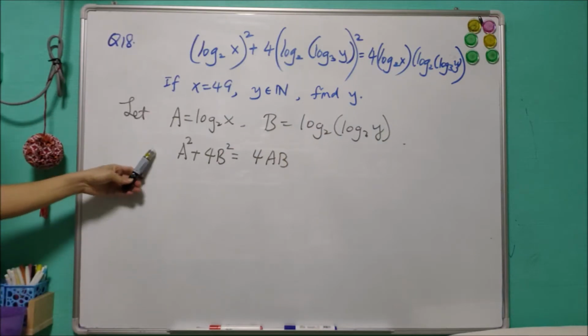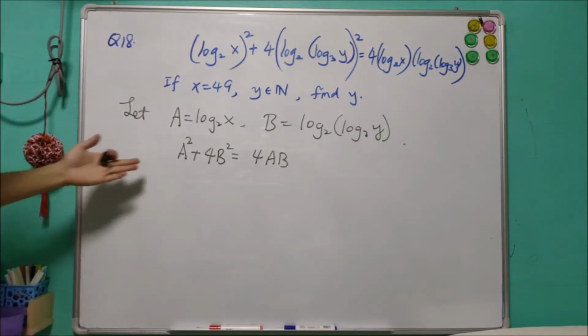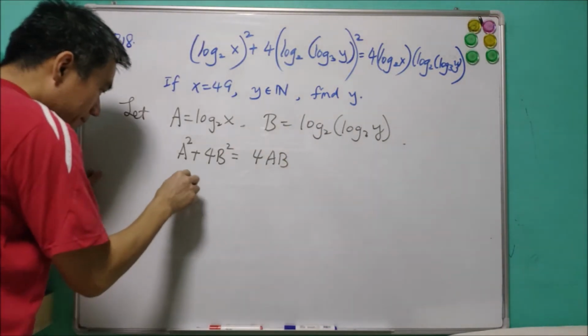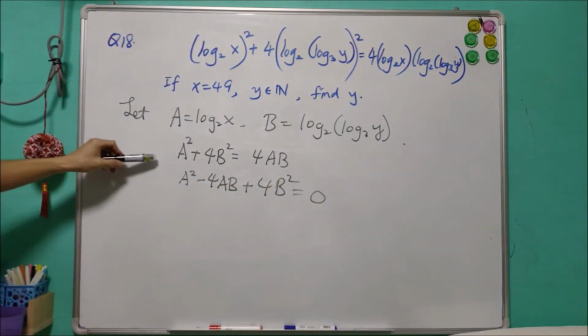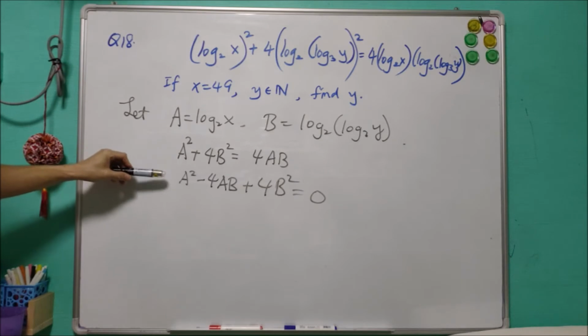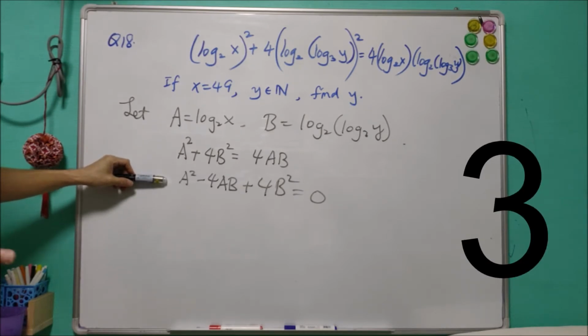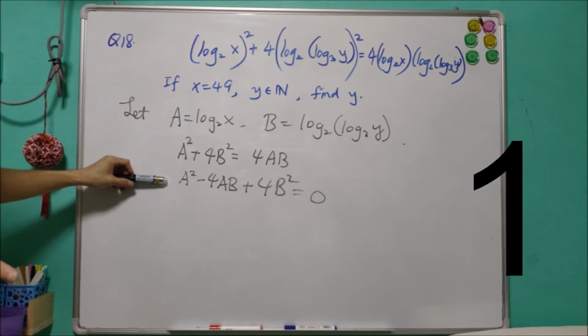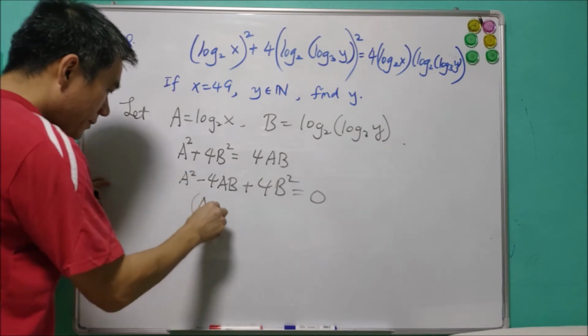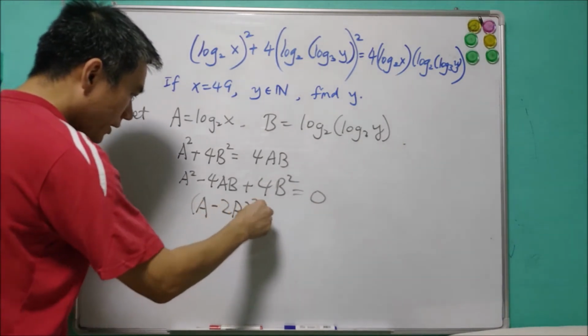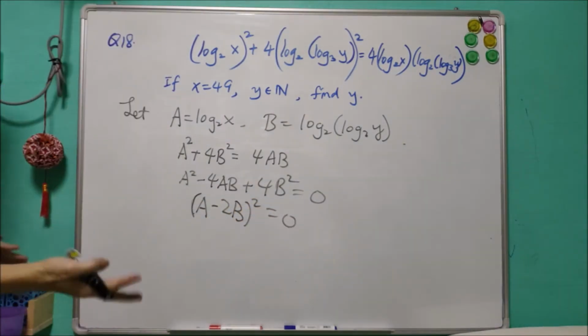Can you recognize what this is? If you can't recognize it, maybe the next step will help. So now you should be able to see what happened to this. I give it 3 seconds. 3, 2, 1. I think most of you are right. This is (a − 2b)². So (a − 2b)² equals 0.